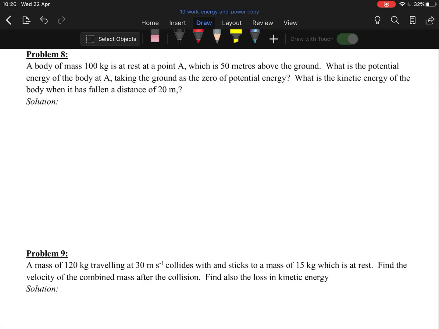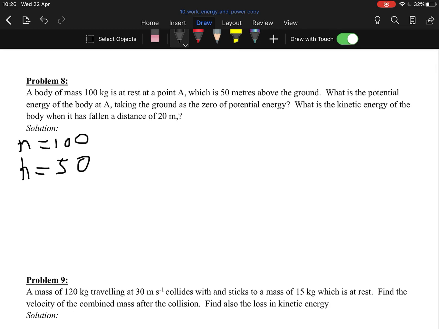Right. So, a body of mass 100 kgs is at rest at a point A, which is 50 meters above the ground. All right. Let's put all the values in. Mass is 100, not 106. Height 50. What is the potential energy of the body at A? Gravity is 9.8, as always.